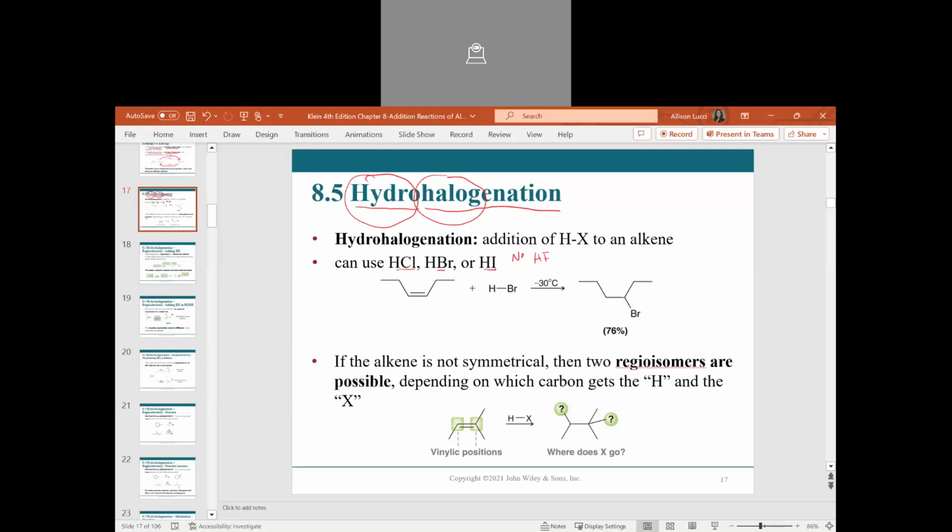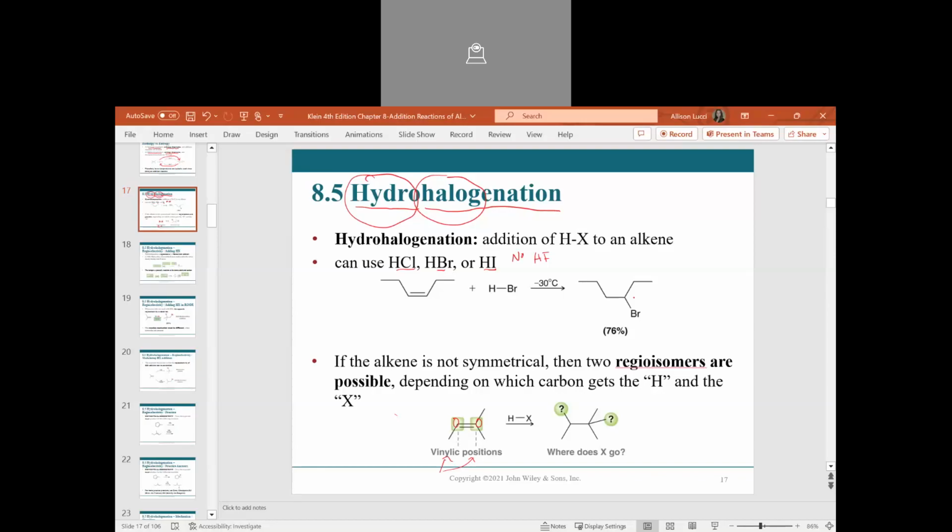When we have our addition reaction here, we might consider which of our vinylic positions, which of these two spots, will add our hydrogen or our halogen. Where does X go? If we have an asymmetrical, a not symmetrical alkene, we have to consider this. We might get a different response or a different result than we're expecting.